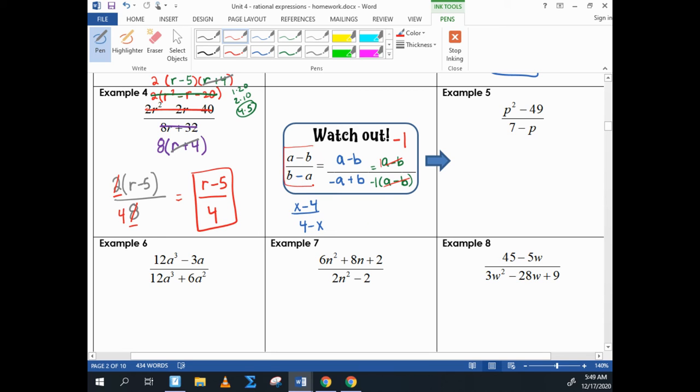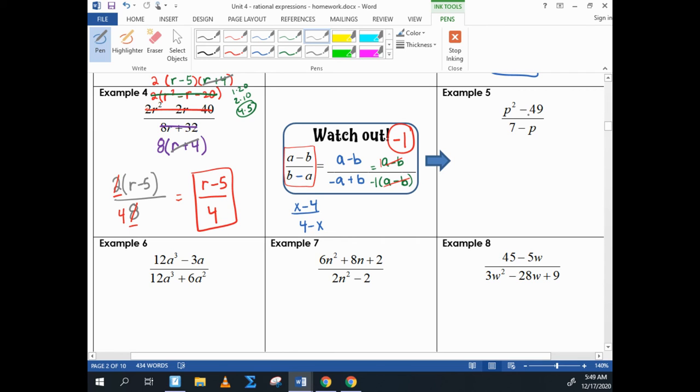So if they're the same numbers but just in a different order, you can cancel it to a negative 1. You don't even need the a's and the b's in there. It's just negative 1. That's a shortcut that's going to help us. So let's look at example 5 using what we remember, that they are negative 1.